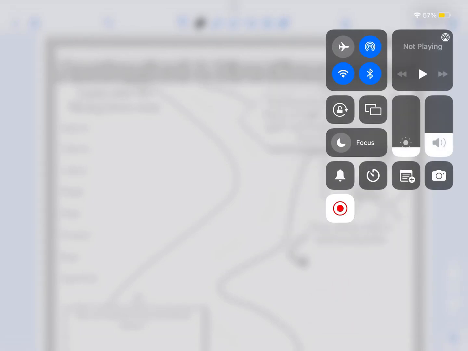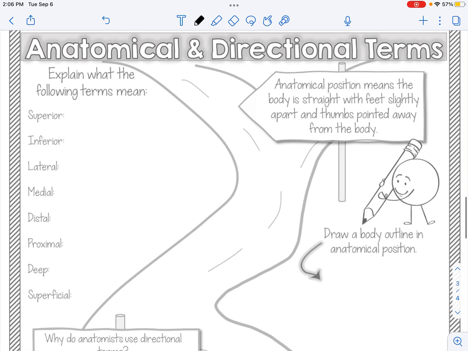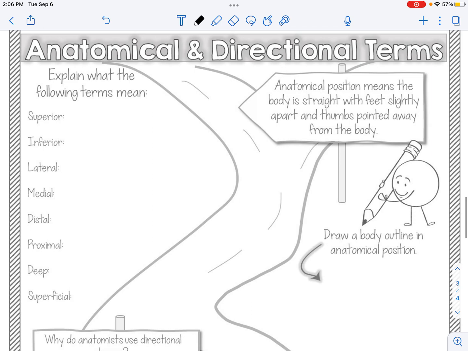Here are the second parts for the doodle notes, the second page. So for the terms, I'm just going to do the short version since we only have a little bit of line here. Superior means towards the head. Inferior in humans is towards the feet.